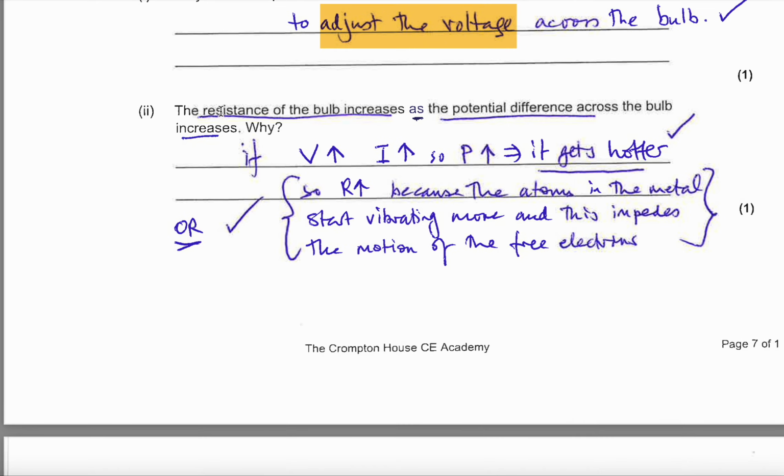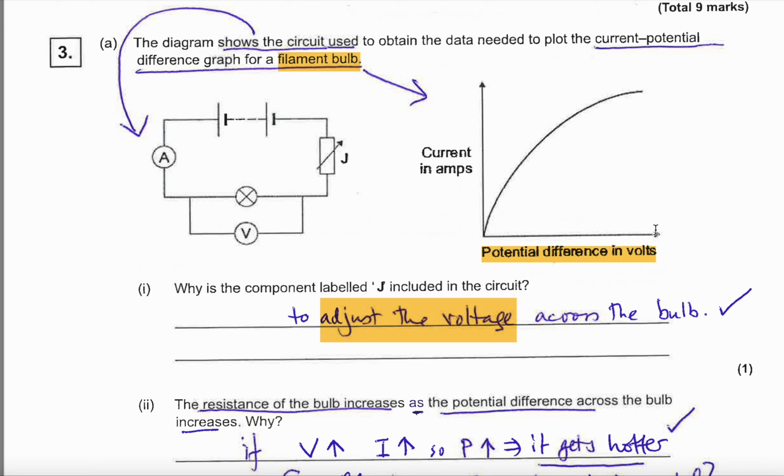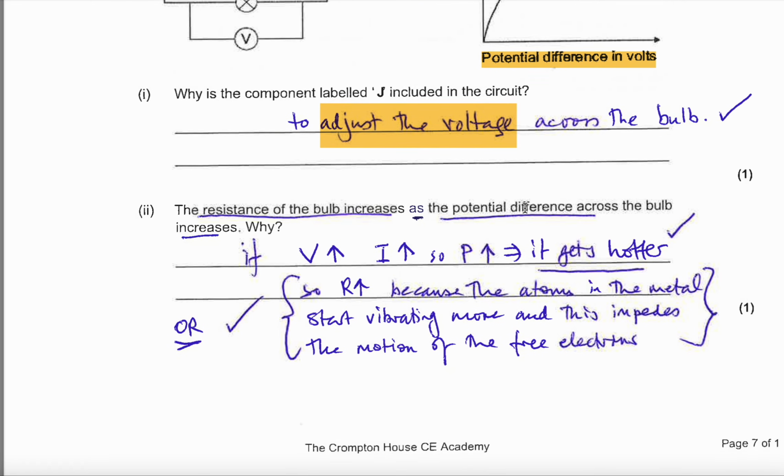the next bit says, the resistance of the bulb increases as the potential difference across the bulb increases. That's why it curves. Okay, so as the potential difference increases, the current can't keep up at the same rate, so it's not a directly proportional line, it's a curve. So that means if you double the voltage, it doesn't double the current. Okay, so they want you to explain why.